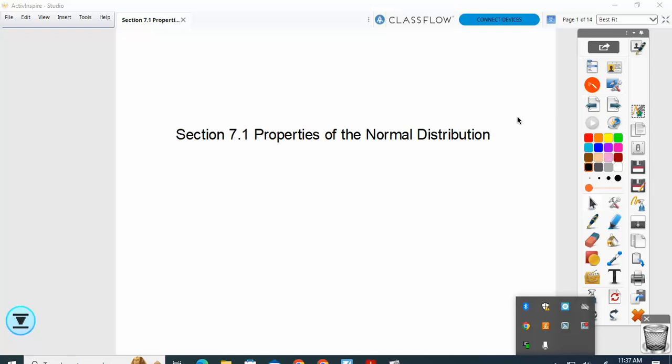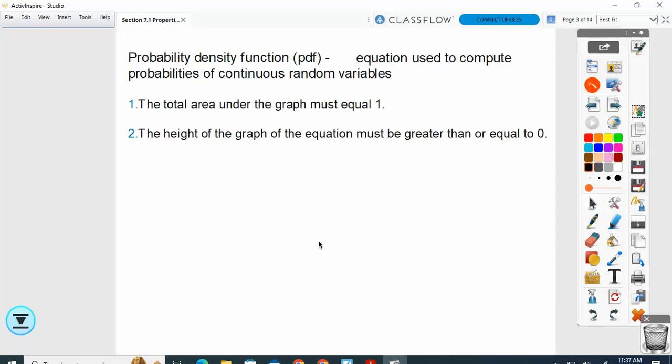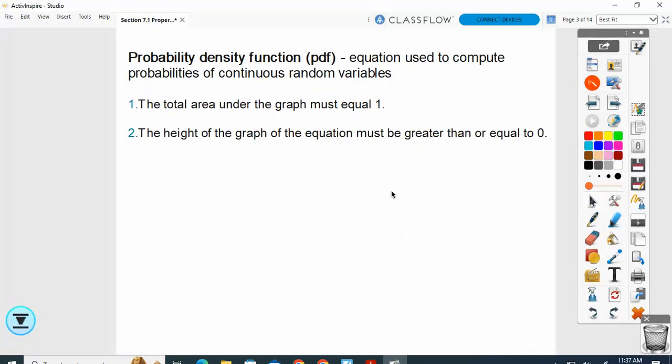We are starting with the normal distribution. We're looking at some different probability distributions. So remember, in chapter 6, we talked about what a probability distribution was, right? Basically listing your outcomes and their probabilities. We talked about the binomial distribution being one specific type of probability distribution. But now we're going to look at another one, what's called the normal distribution. With this, we have the probability density function. It's called a PDF. It's an equation that's used to find probabilities of continuous random variables.